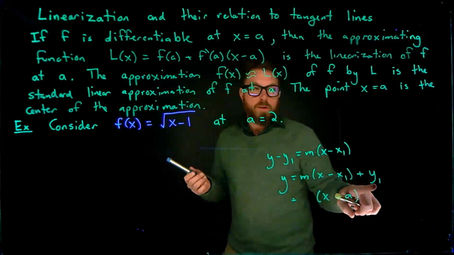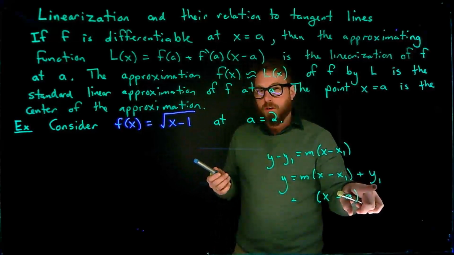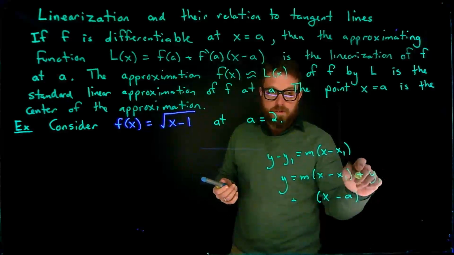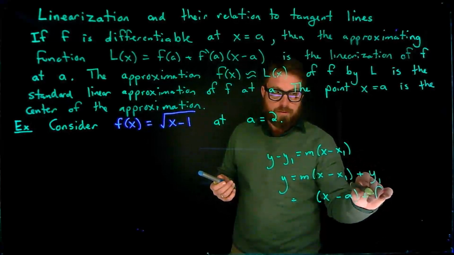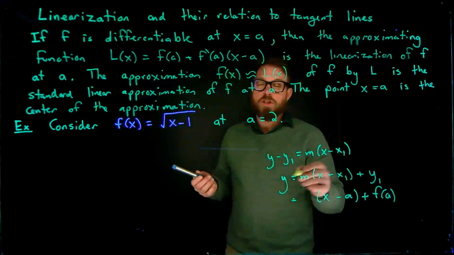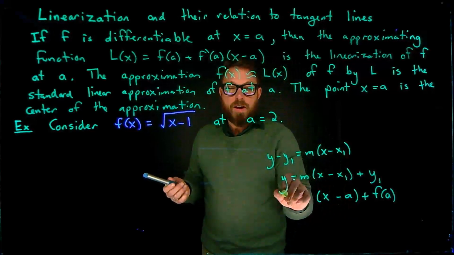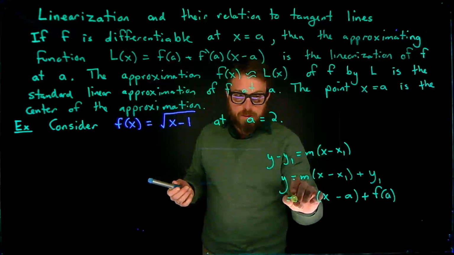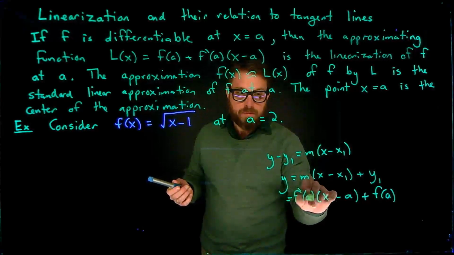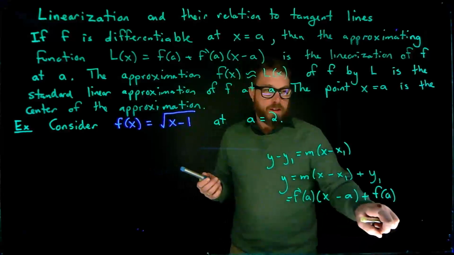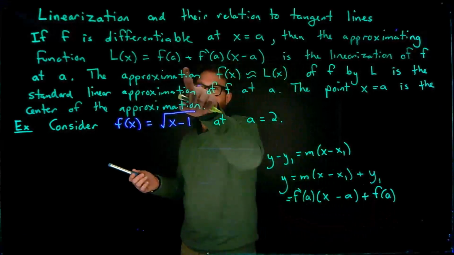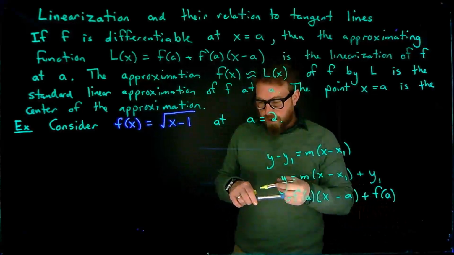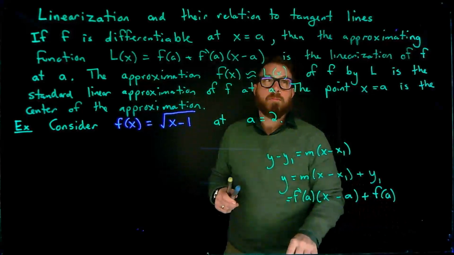Now your y1 is just the output of the function at a, which really means it's just f of a. So this y1 is just plus f of a. And we know that the slope of the function is found by the derivative at that particular a value. So m is nothing more than f prime of a. So, simplifying this function, or really just putting the f of a in front, we can see that this is nothing more than the tangent line using the derivative.